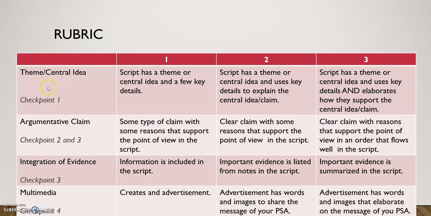and talk a little bit about checkpoint 1, and your rubric for this is on theme central idea. So your first cog skill is theme central idea. To earn a 3, you're going to make sure that you have a theme or central idea, and that you use key details, important details, and you notice that's all in capital, and you must elaborate on how they support the central idea or claim. So if I'm going to give you a detail, I'm going to tell you that it's important, and then I'm going to tell you how it connects to my central idea.